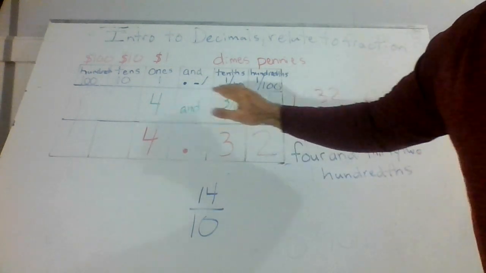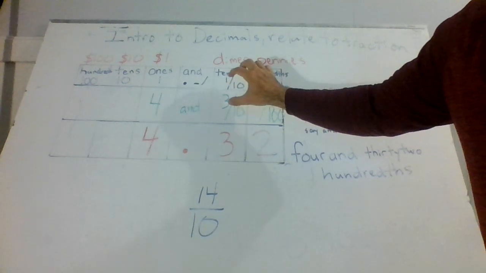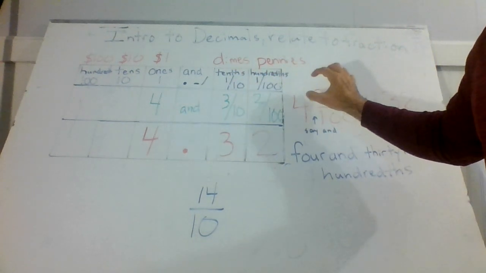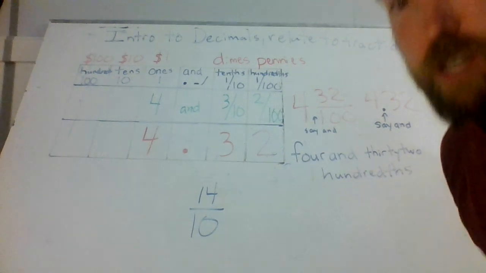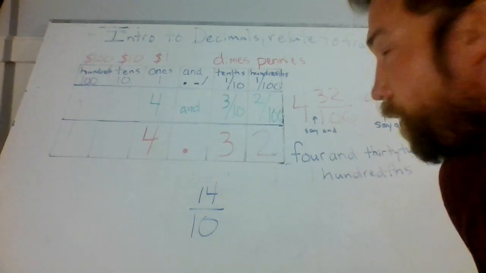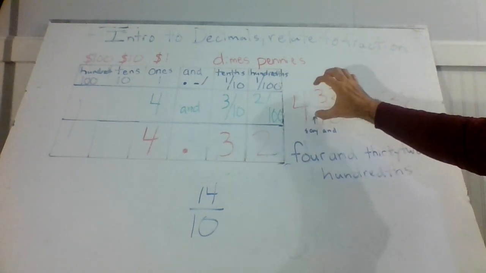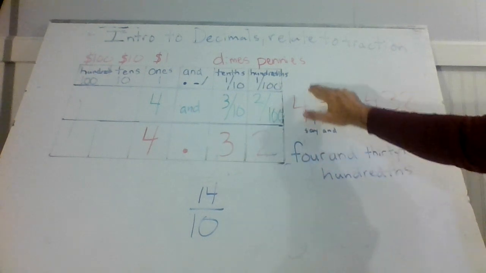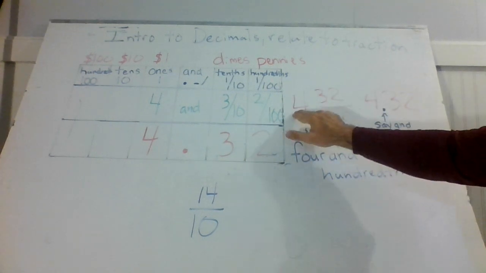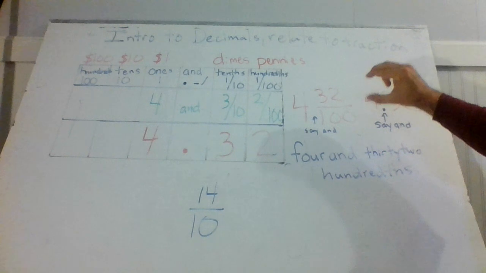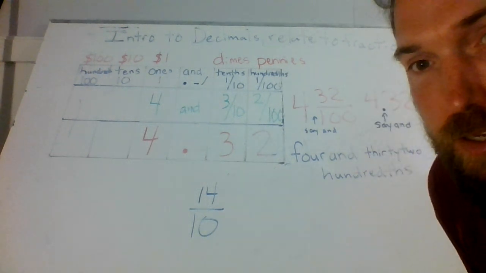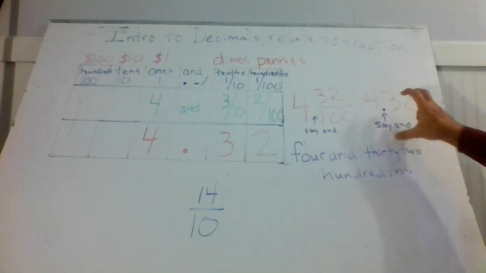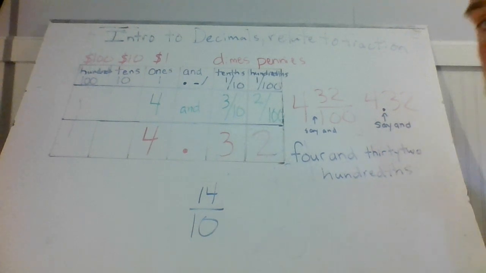We have 4. This is kind of the fraction version. We don't say 4 and 3/10 plus 2/100ths. You can. That's called the expanded form, but normally we would just clump those together. And we would say 4, again, in the middle you say "and," 4 and 32 hundredths. Okay? As a decimal, we actually say that the exact same way.